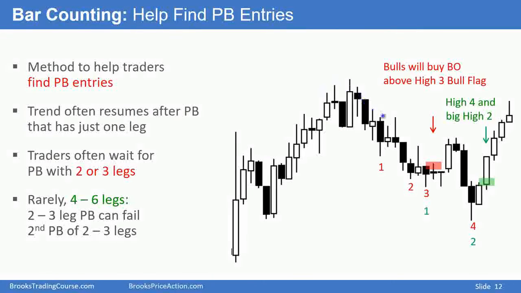If you look at a higher time frame chart, this is a very tight channel. It's probably just one leg down, and this is probably a high one. So this is first leg down, pullback, second leg down. So if this is a 5-minute chart and you looked at a 15-minute chart, this could simply be leg one, pullback, leg two, and a big high two buy. So they buy above this bar.